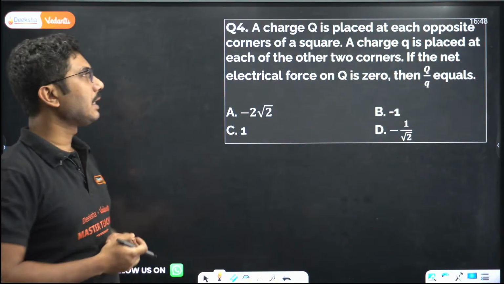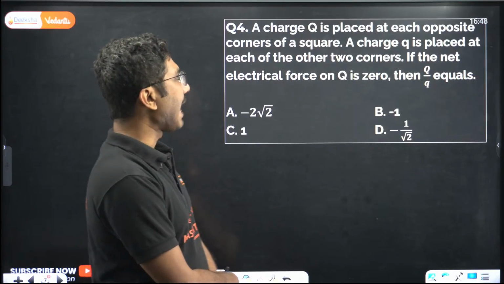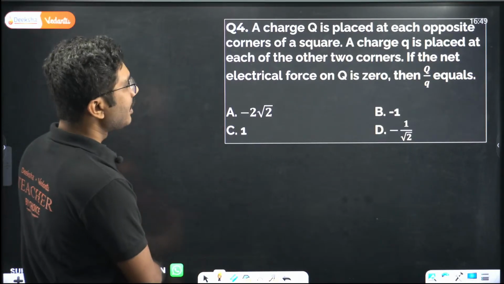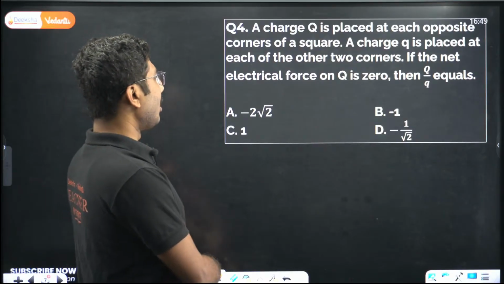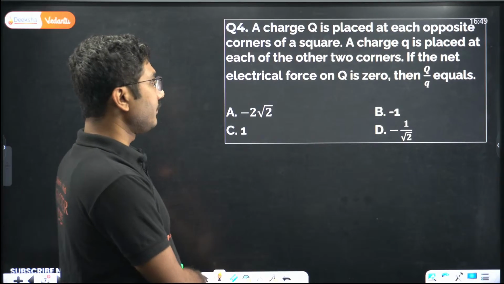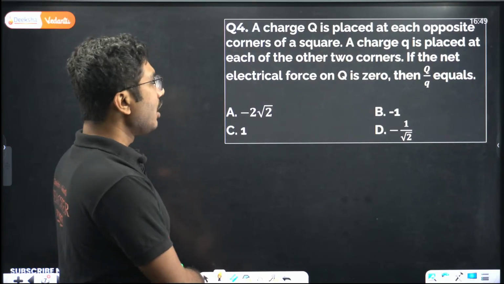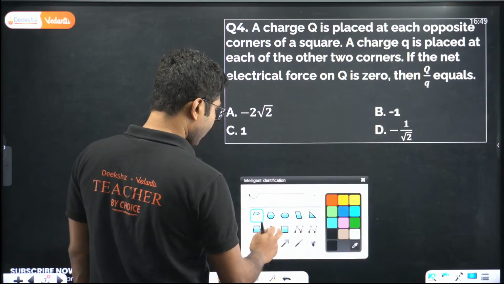A charge Q is placed at each of two opposite corners of a square. A charge small q is placed at each of the other two corners. If the net electrical force on capital Q is 0, then Q by small q is? So let me draw a square.